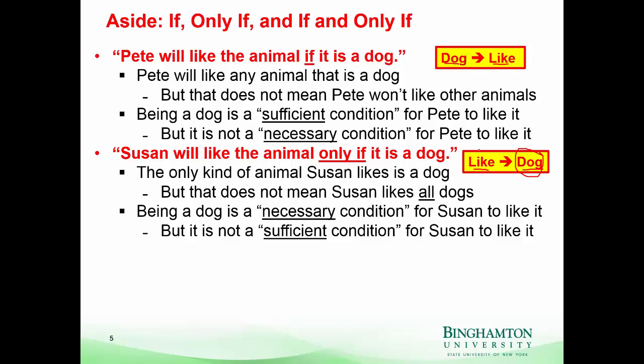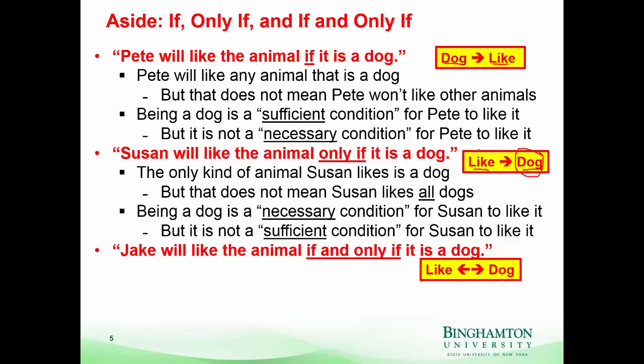And then, clearly, if and only if combines them together. So now we've got Jake. Jake will like the animal if and only if it is a dog. So if it's a dog, he's going to like it. If it's anything else, he's not going to like it. That's the only if part. So Jake likes all dogs, but no other animal. No other kind of animal. That's what this says.